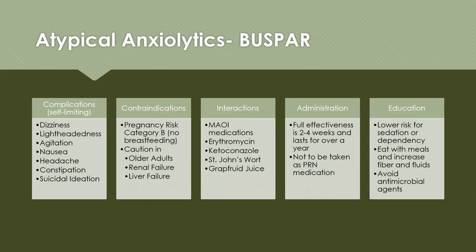Then we have our atypical anxiolytic, also called Buspar. Buspar is a specific medication that has self-limiting side effects, which means they tend to go away over time. Some initial side effects that we could see include dizziness, lightheadedness, agitation, nausea, headache, constipation, and suicidal ideation. It is a pregnancy risk category B, and it is not recommended to be taken while breastfeeding. We'd want to use caution in older adults, those with renal failure and liver failure.